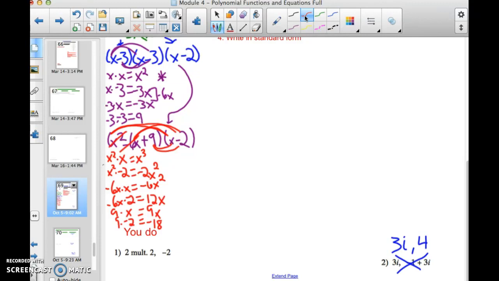If you notice, I have 2 steps of that. I have 2x squareds. There are no like terms with that x cubed. It's by itself, so it just shows up again in my final answer. And then I have two linear x's as well. So negative 2x squared minus 6x squared is negative 8x squared.